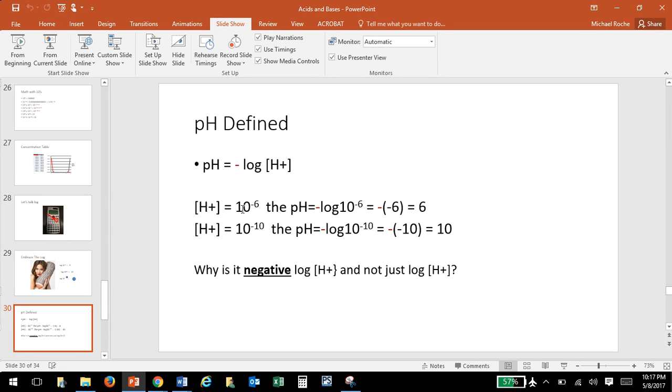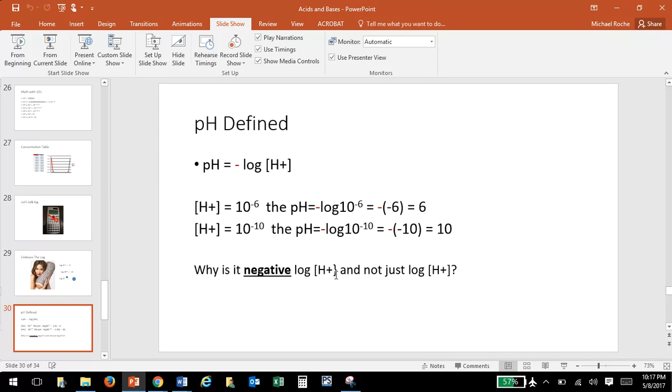So if the concentration of H+ is 10 to the minus 6, the log of 10 to the minus 6 is minus 6, right? By definition, it's whatever the power of the 10 is. And then since it's minus the log, it's plus 6. If H+ is 10 to the minus 10, the log of 10 to the minus 10 is minus 10 by definition, and then since it's minus, it becomes plus 10.